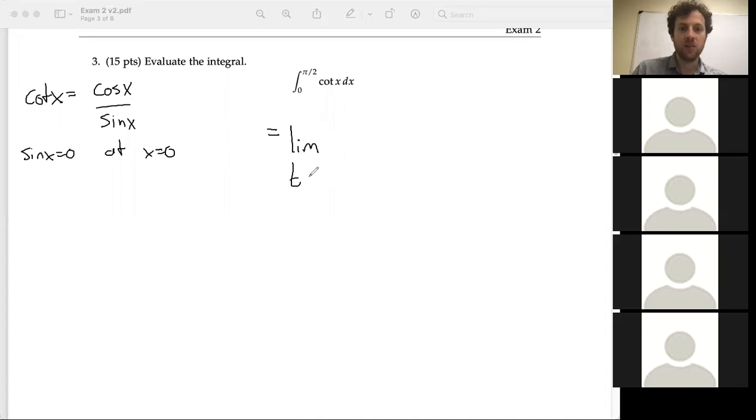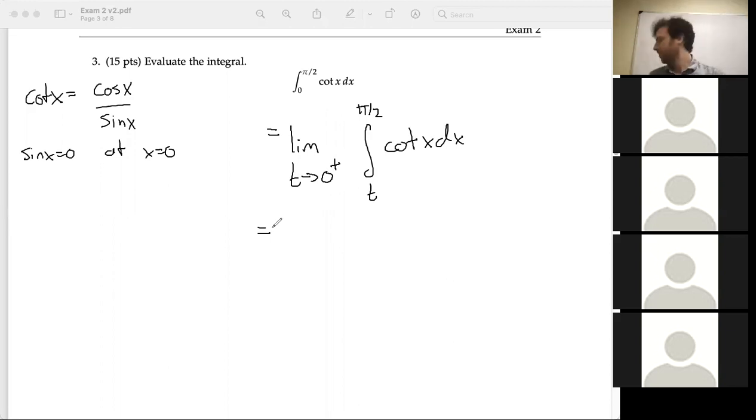So we're going to take the limit as we go to 0 from the right, because our left endpoint, the rest of the interval is to the right of it. So we're going to be integrating from t up to pi over 2 of cotangent x dx. All right. And now we need to integrate this.